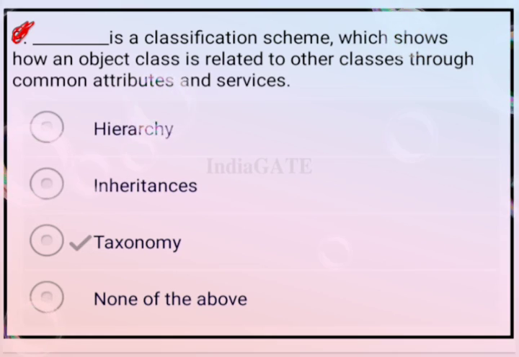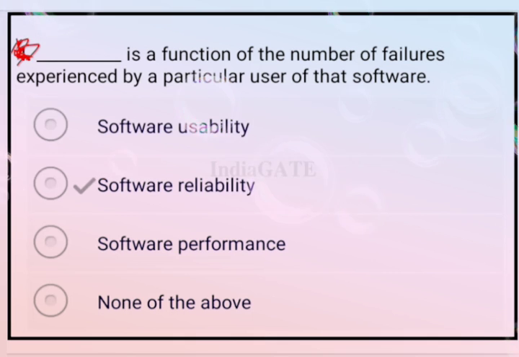Dash is a classification scheme which shows how an object class is related to other classes through common attributes and services. So the correct answer is option C, that is your taxonomy. So taxonomy is your correct answer. Now come to the next question.